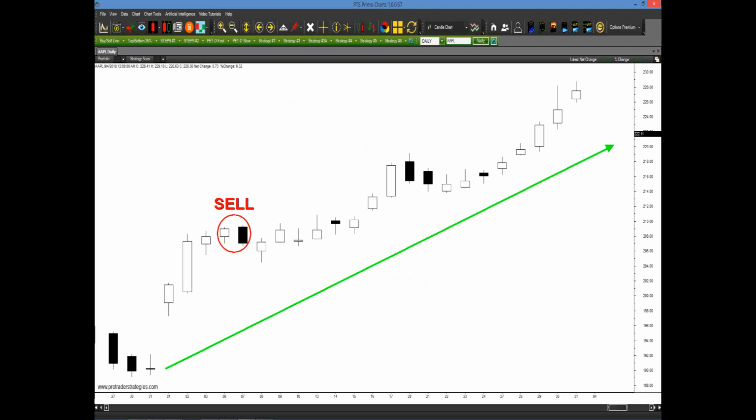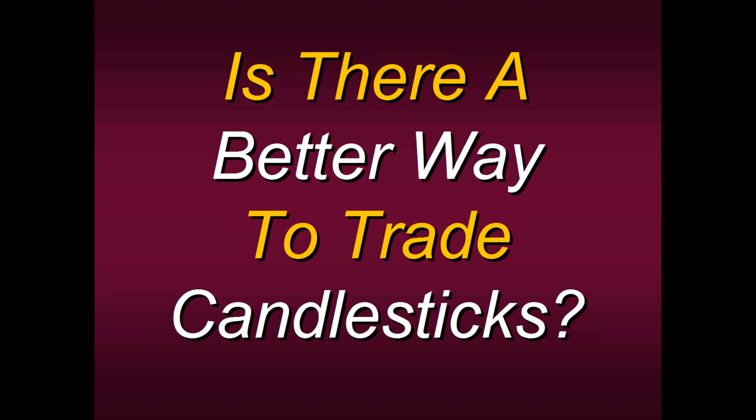So you ask yourself, you've studied candlesticks. They're supposed to work and help you, but how come you're not seeing the type of results you want? Most traders at this point will say, is there a better way to trade candlesticks?